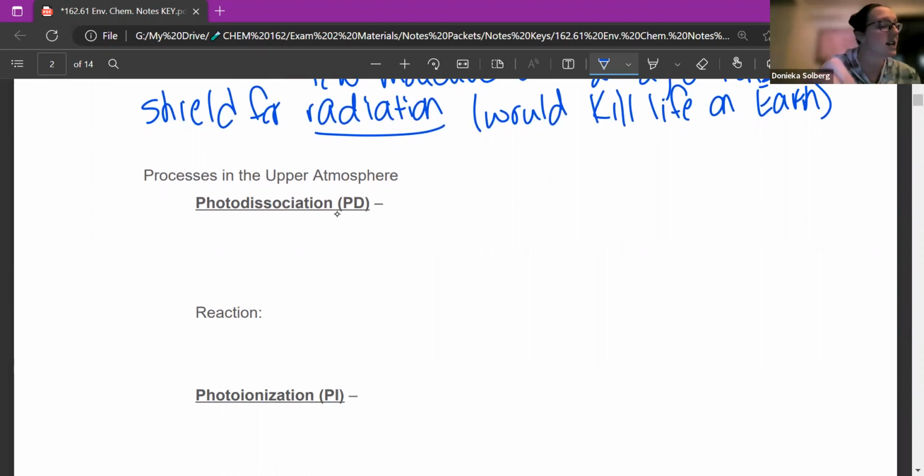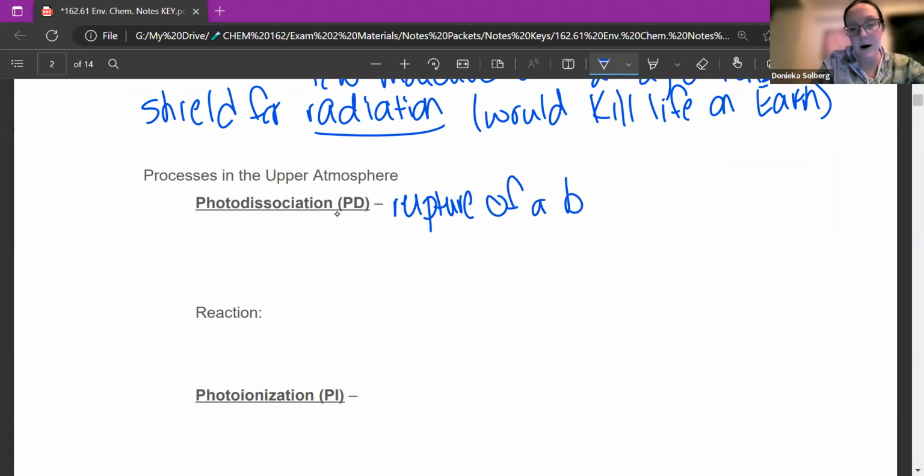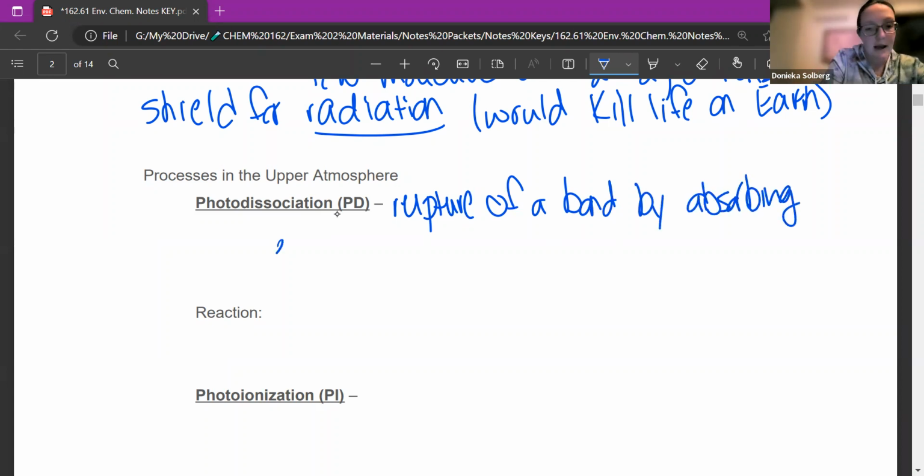So photodissociation is technically the rupture of a bond by absorbing energy. Now, it always requires energy to break a bond. Photodissociation would just be using light energy or some type of electromagnetic radiation in order to do it.